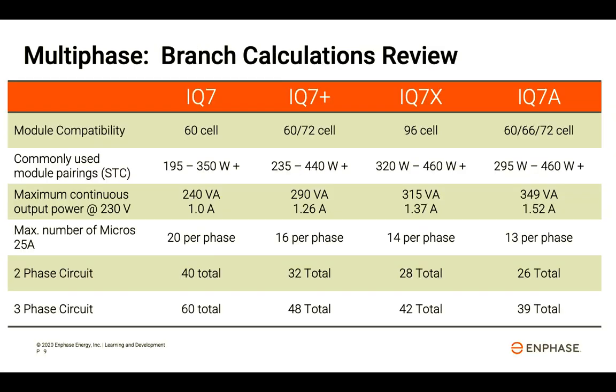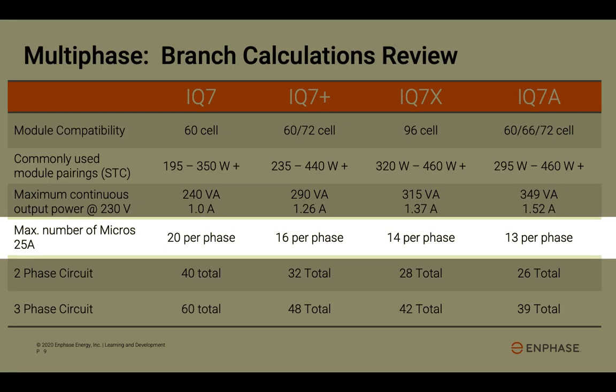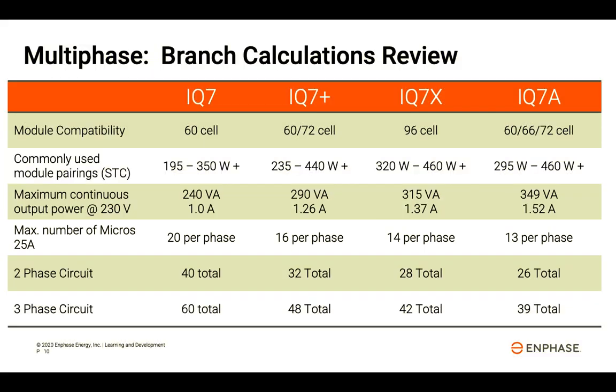Note the maximum number of microinverters per phase. The total number of microinverters within an AC circuit reduces as the current for each device increases. IQ7, 20 per phase, IQ7 Plus 16 per phase, IQ7X 14 per phase, and IQ7A 13 microinverters per phase. So for 2-phase circuits, the maximum number of microinverters installed on each 25 amp circuit are as follows.